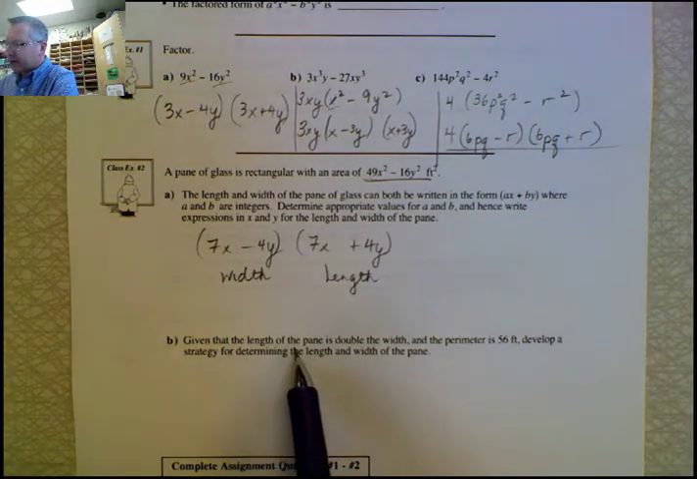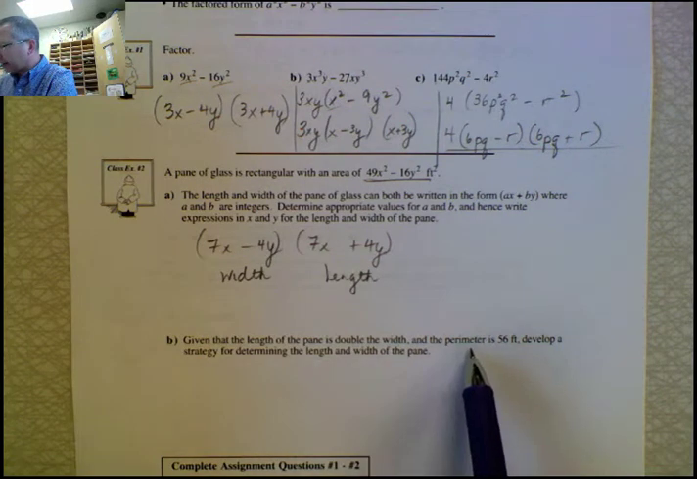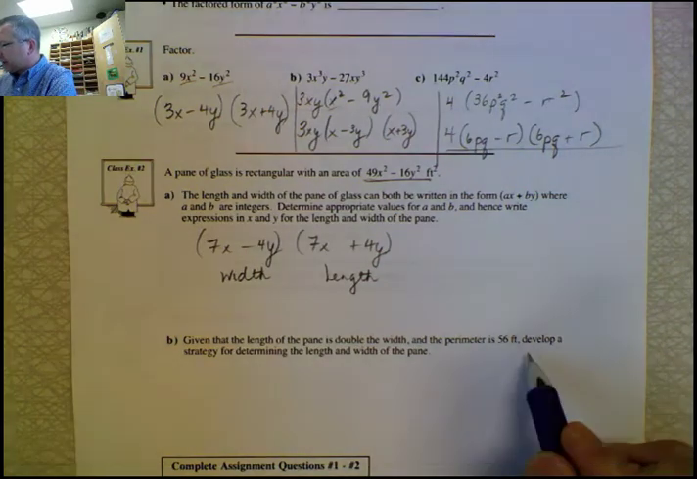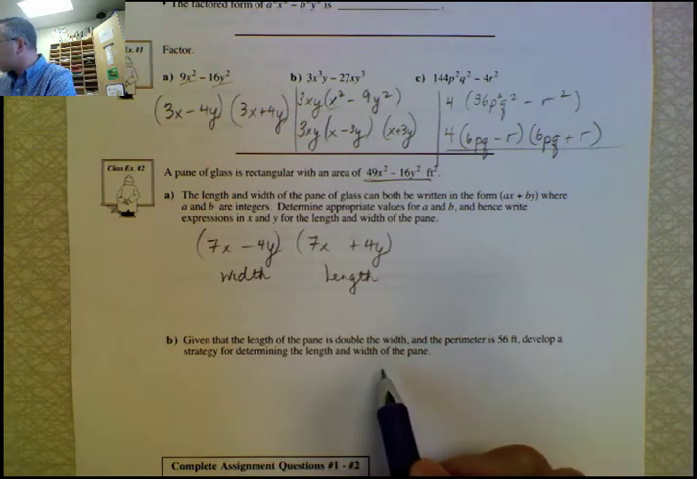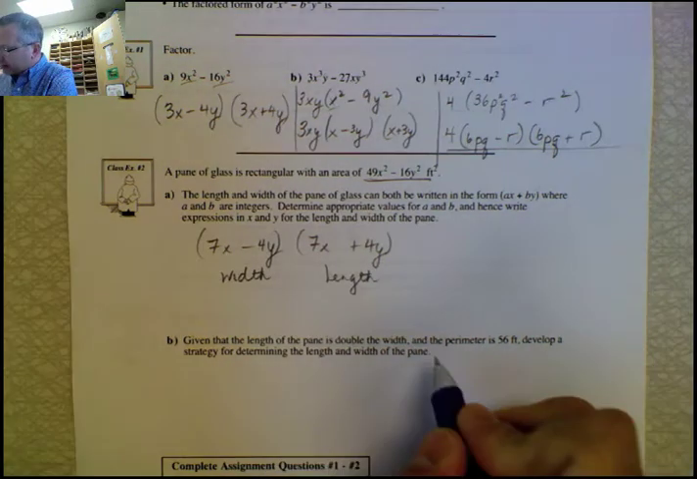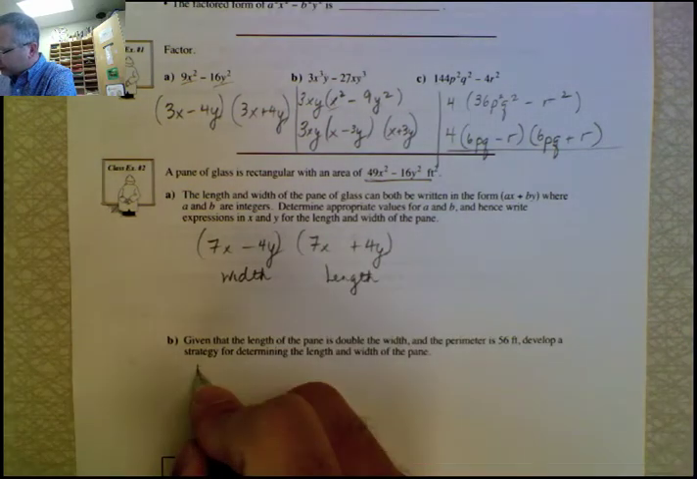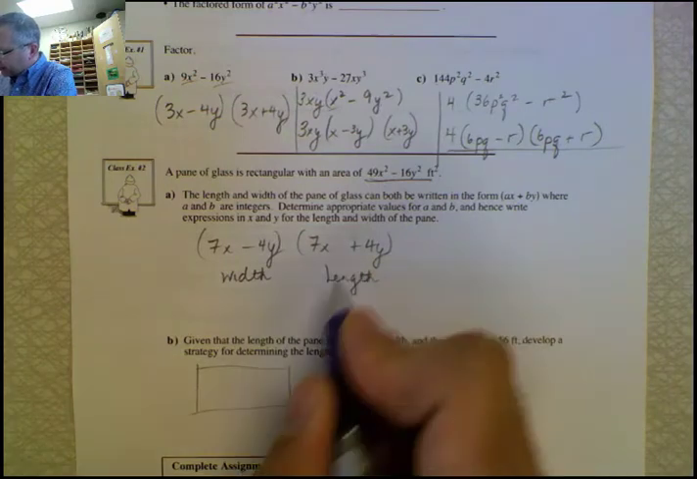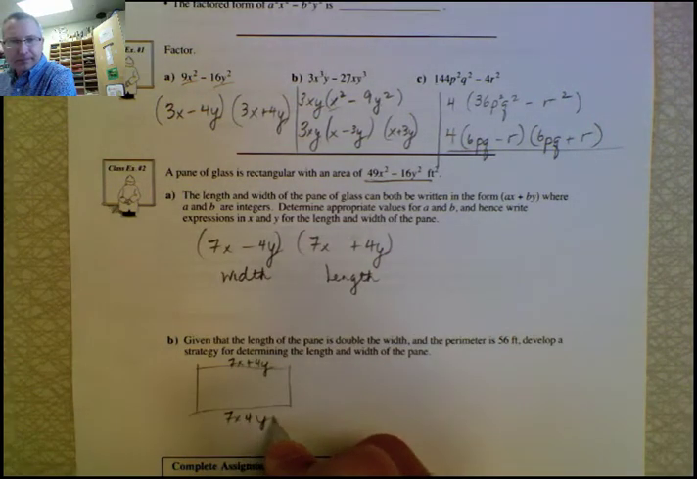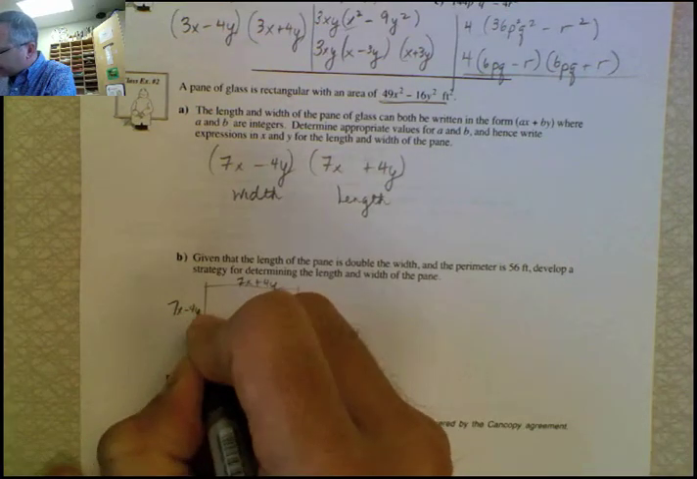It says given that the length of the pane is double the width and the perimeter is 56 feet, develop a strategy to determine the length and the width. If I look at this, I know that we have a rectangle in this situation. So my lengths are both 7x plus 4y, and my widths are both 7x minus 4y.